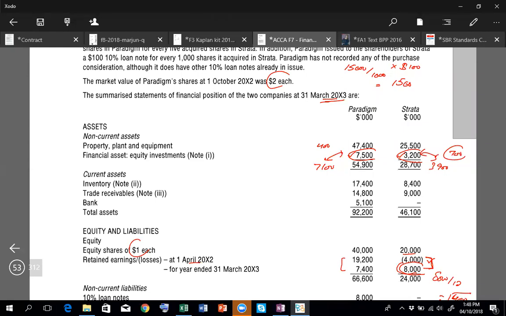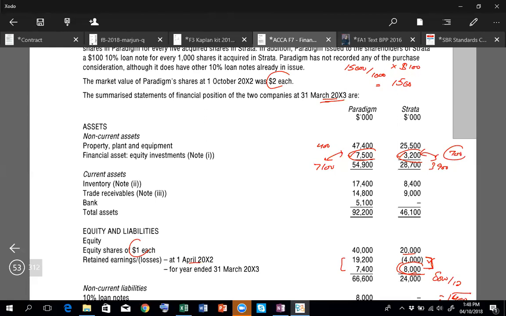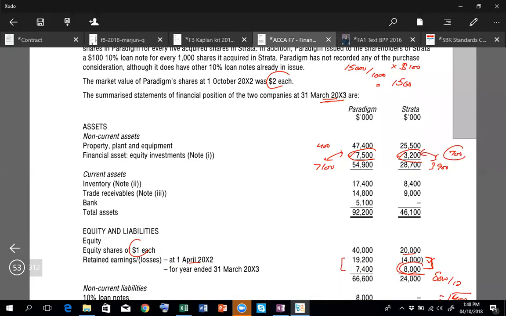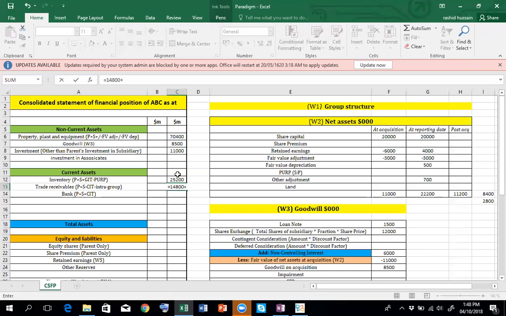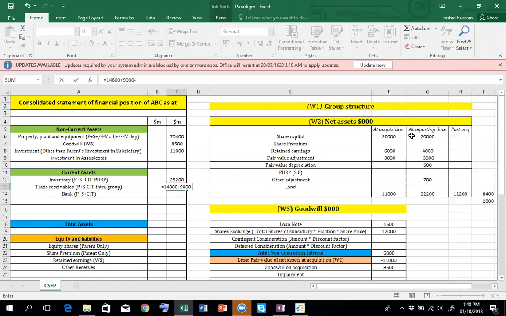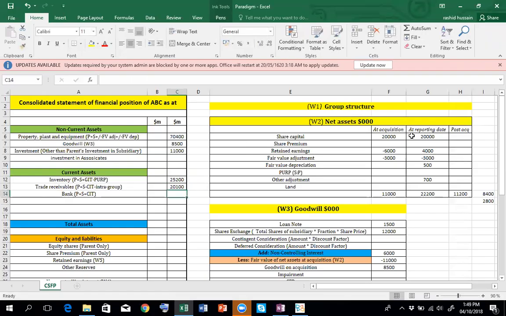Then you have the inventory. Let's go back to the inventory. Inventory was 17,400, and add the subsidiary's inventory, which was 8,400, and minus unrealized profit, which was 600. Trade receivables, parent trade receivable, which was 14,800. Add the subsidiary's one, which is 9,000. Then you're going to deduct the intra-group, which was 2,800, and then deduct the cash in transit, which was 900. So it gives you 20,100.